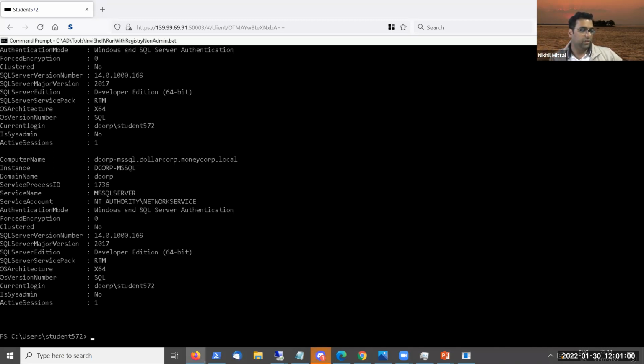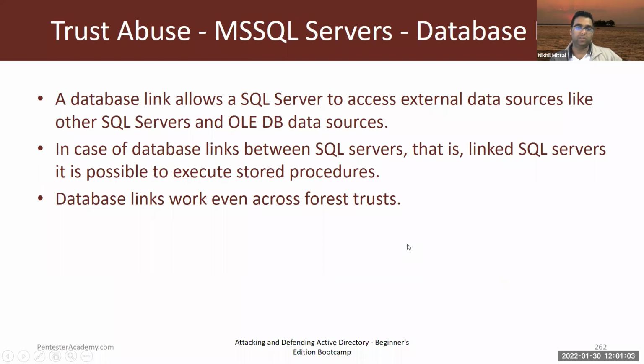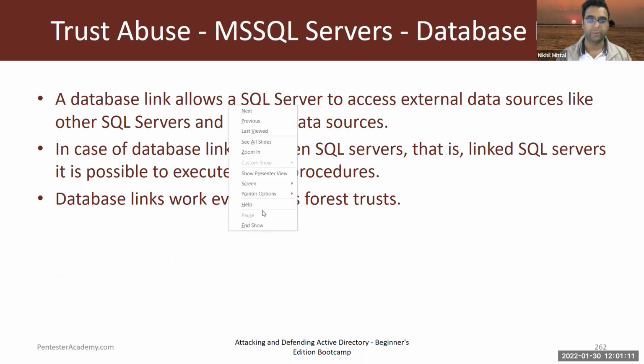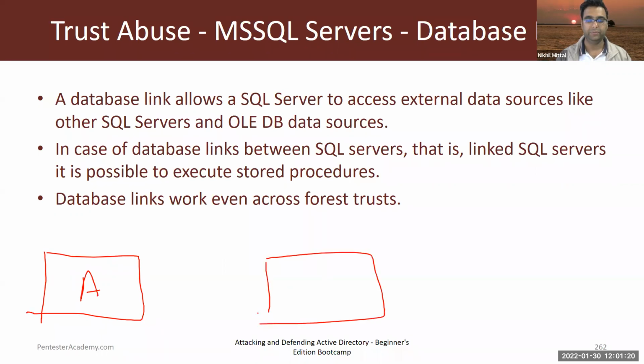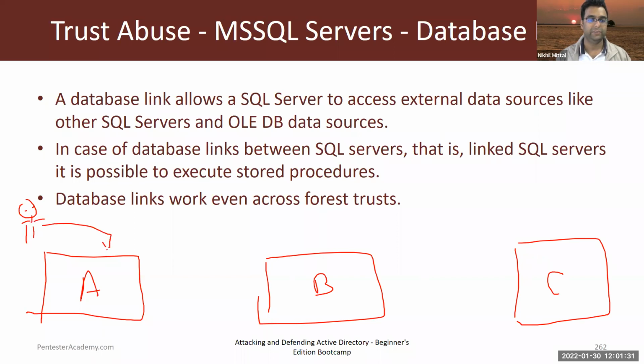However, having said that, if you insist on getting command execution, then database links or SQL Server links are something that you may like to take a look at. So what are database links? Let's say there are three databases here, A, B, and C. And a user has, let's say, public access, the lowest privileges that you can have on a SQL server. Let's say they have the public database role on A.